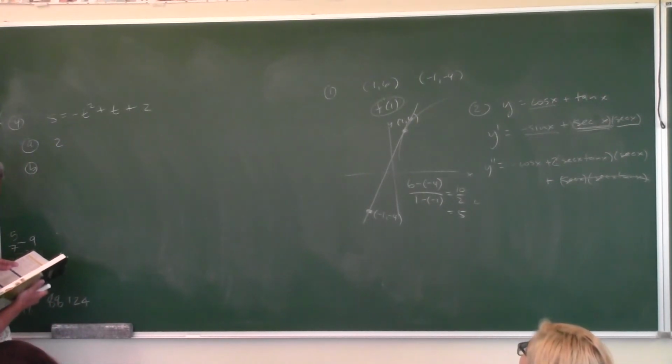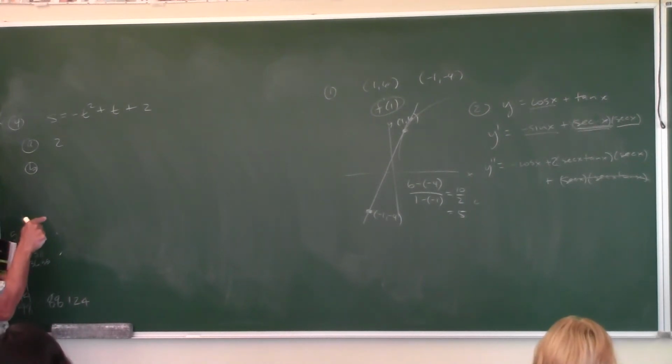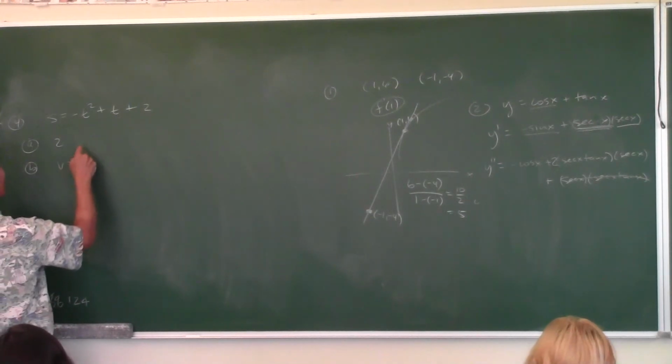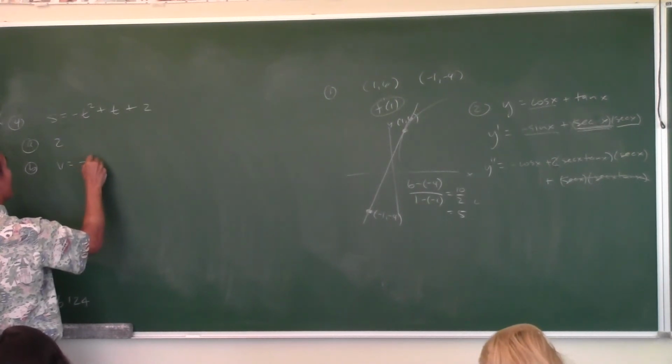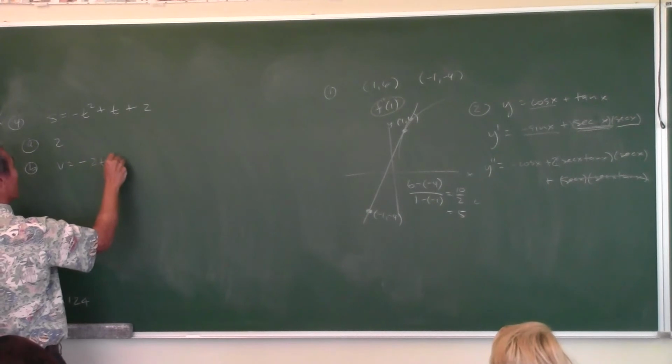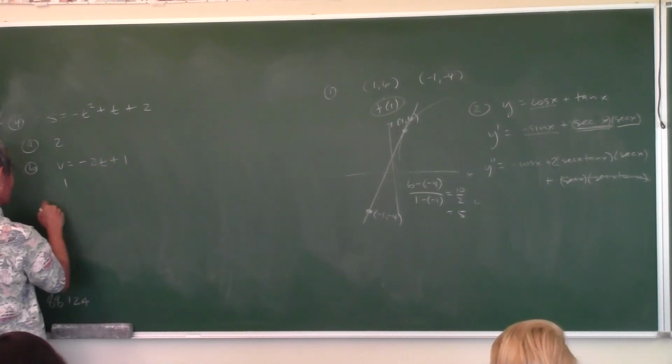Part B, find the initial velocity, so plug in 0 into the velocity equation. Well, what is the velocity equation, if this is the position? Negative 2t plus 1. So if I plug in 0 for t, you get 1. Okay, see.